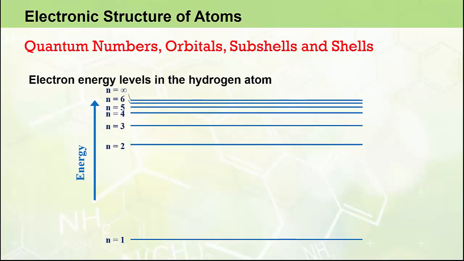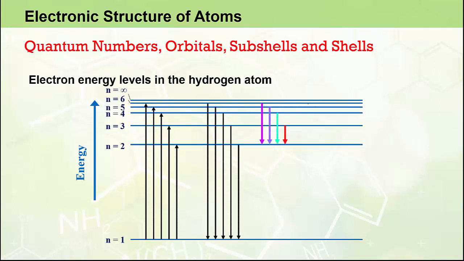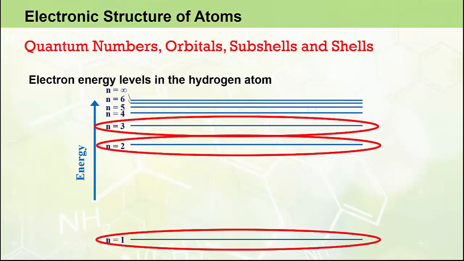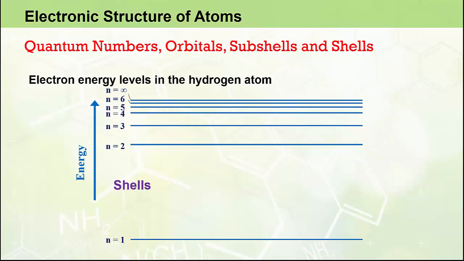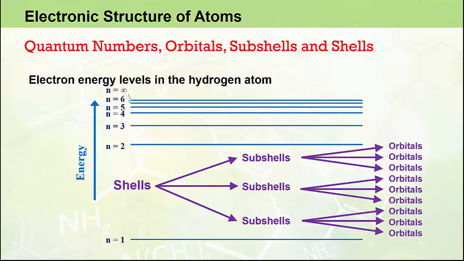We have seen previously that the single electron in a hydrogen atom can transition between any of these energy levels or shells by absorbing energy in the form of photons, or by emitting energy in the form of photons. What our new information tells us, however, is that within each of these energy levels or shells exists a bunch of subshells, each containing varying numbers of orbitals.